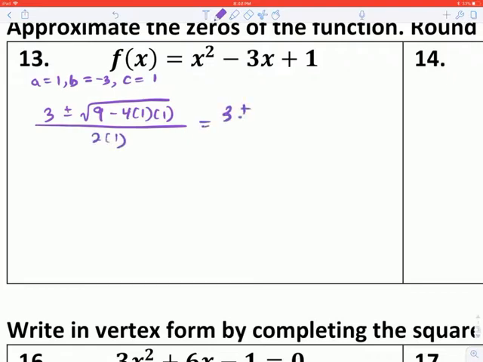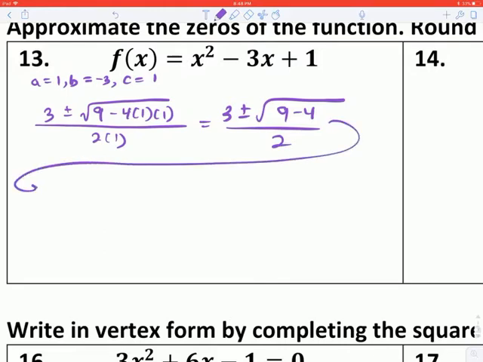Okay, let me simplify this up a bit. 3 plus or minus the square root of 9 minus 4, over 2. And maybe some of these steps that I'm simplifying you could do in a combined simplifying step, but here I get 3 plus or minus the square root of 5, all over 2. Now I'm going to go ahead and solve.